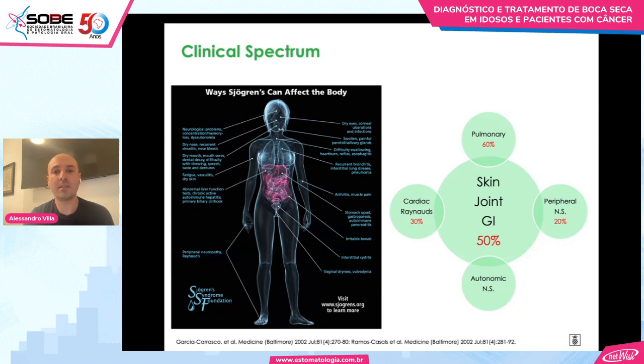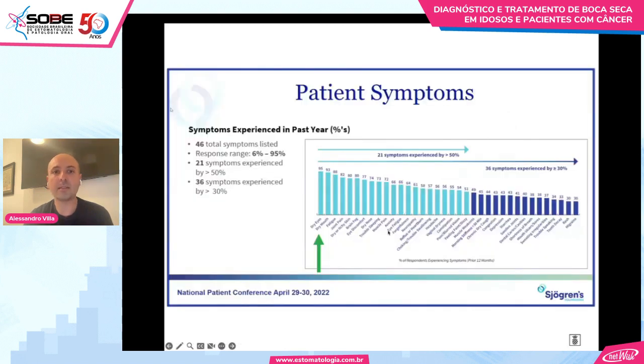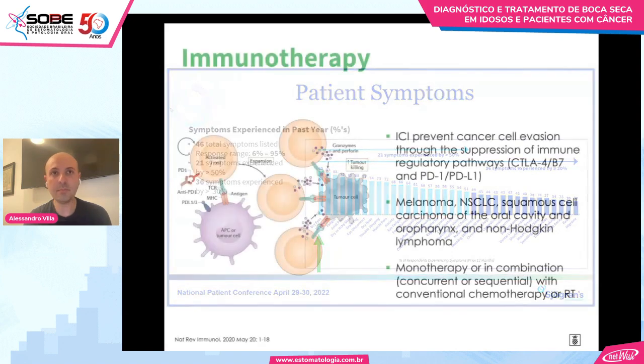Dry mouth is a common complaint, and these were data that were presented at the National Patient Conference for the Sjogren Foundation back in April of 2022. As you can see here, dry mouth was a symptom experienced by the majority of patients, along with dry eyes, 95 and 93% respectively. And as you can see here, patients may also complain of fatigue, joint pain, brain fog, all the other symptoms that we discussed just a few minutes ago.